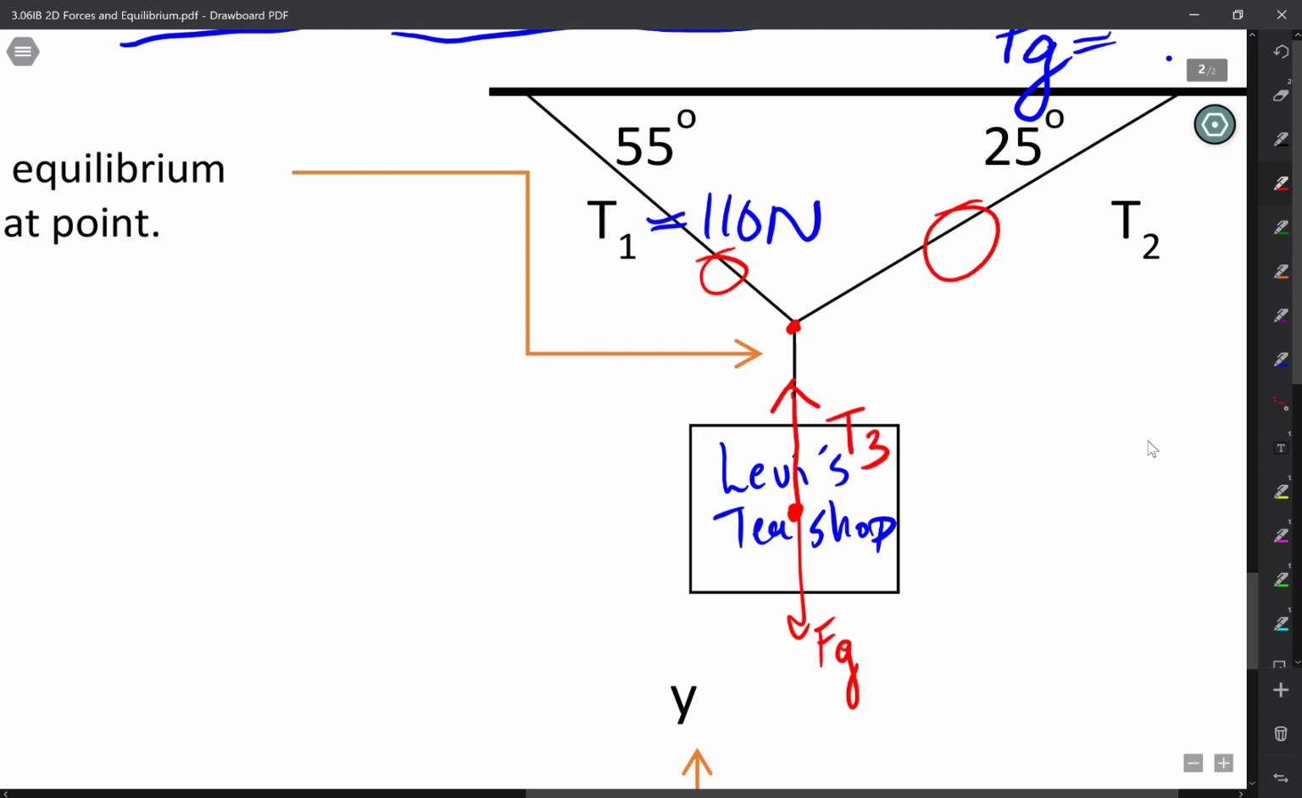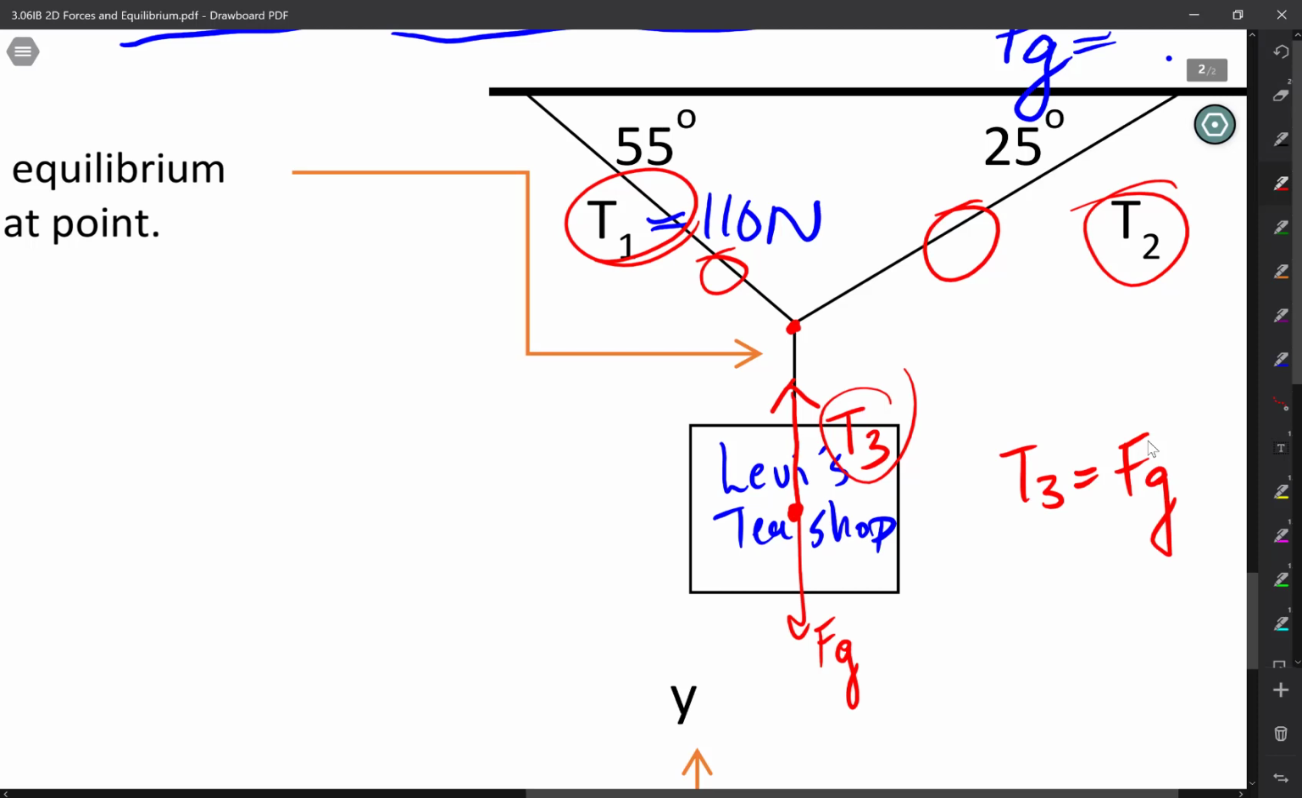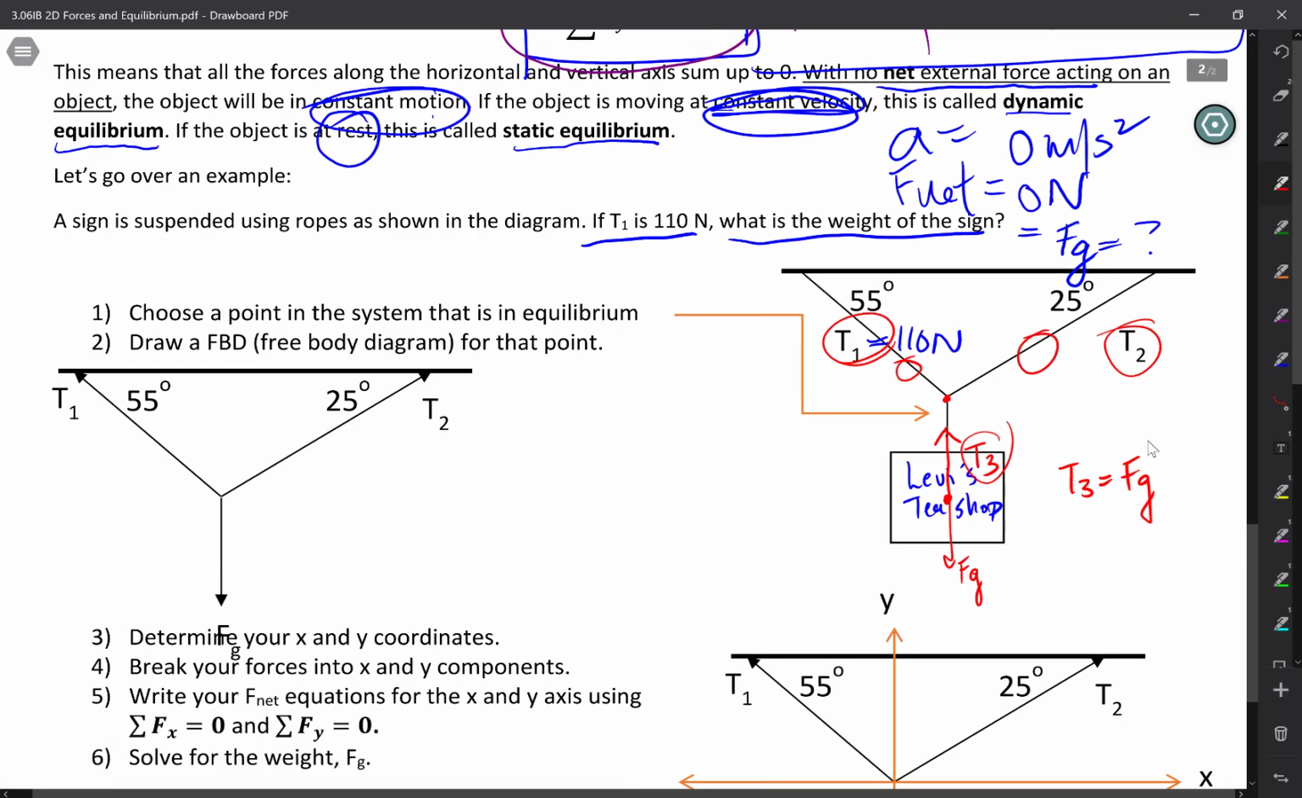Now, we don't know what T3 is, do we? And there's no way to find it because we have no relationship between T1, which is something we do know, T2 and T3. We have no idea what it is. But then we do know that in this case, T3 must equal Fg since the sign is not accelerating. The up forces equal the down forces. That's useful information, but that probably is not a good place to begin the analysis of your problem.